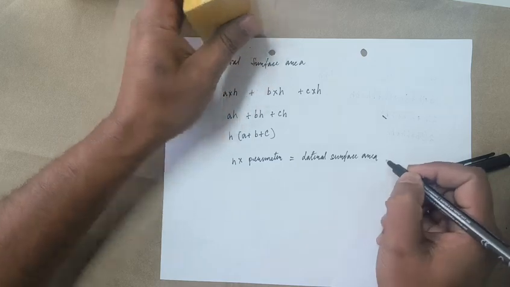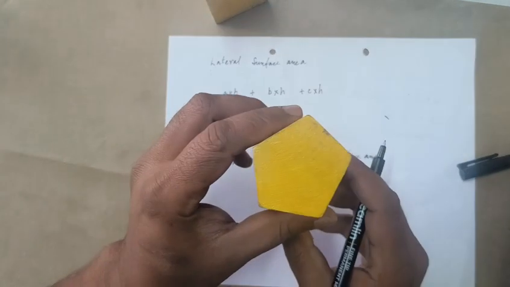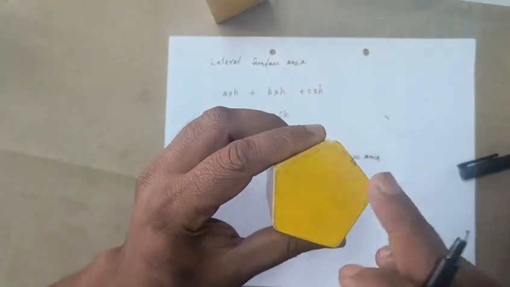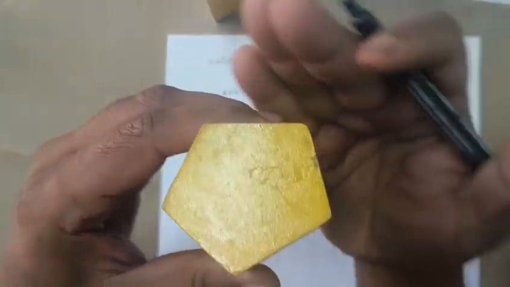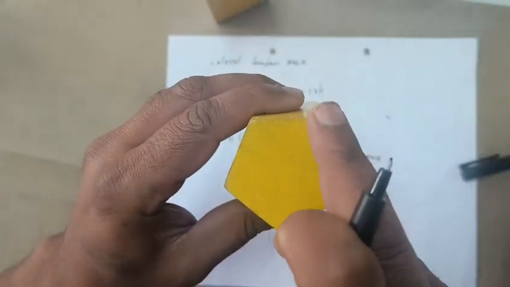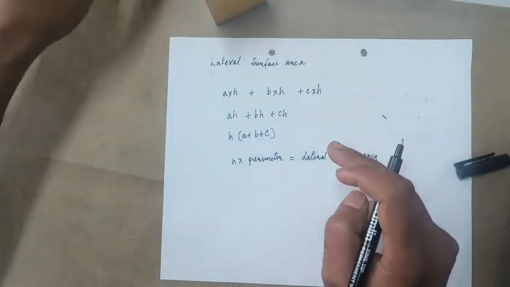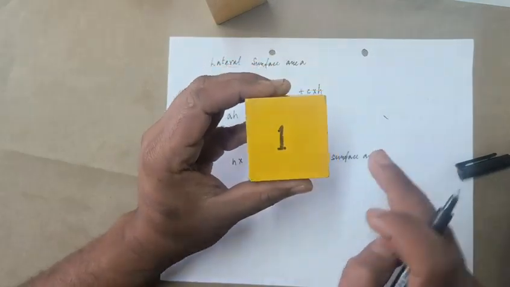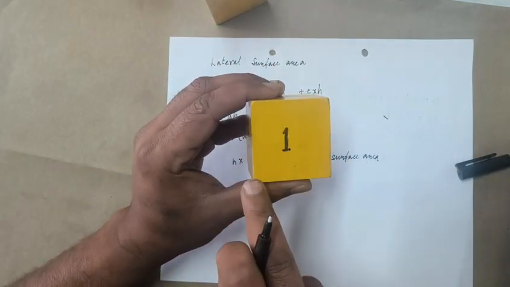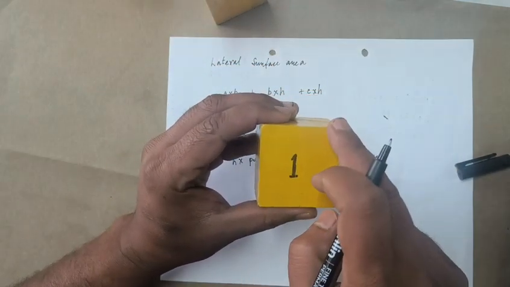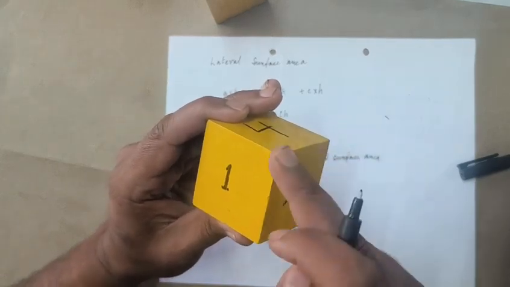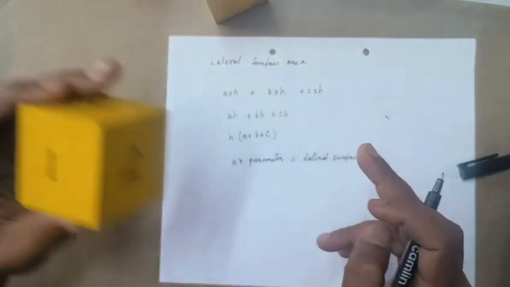Can we apply this to other figures? Yes, we can. If you look at this pentagonal prism, in order to find its lateral surface area, all we need to do is find this perimeter and multiply it by the height of the prism. If you look at the cube, all we need to do is find the perimeter of these 4 sides and multiply it by the height over here.